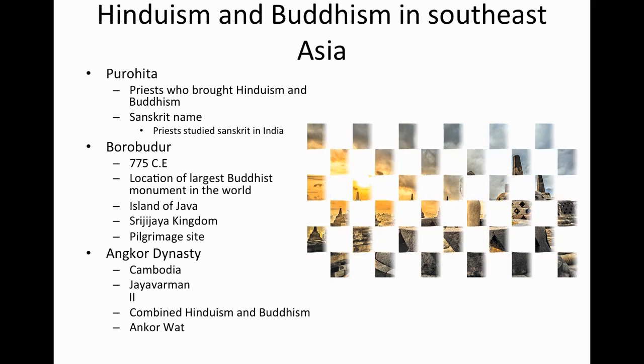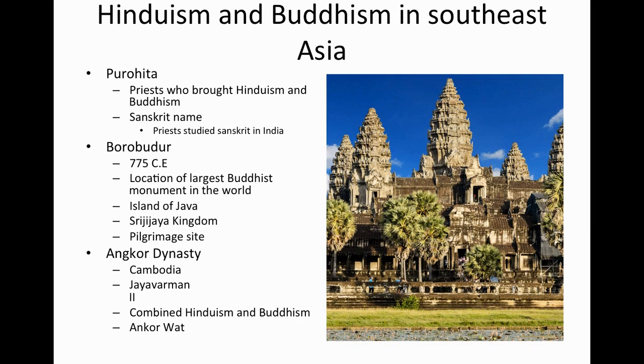Angkor Wat, we mentioned Angkor Thom. Angkor Wat is another religious site in Cambodia. And again, it's a great example of the spread of Hinduism and Buddhism into that region. Angkor Wat, Angkor Thom. Very similar, if you look at the picture, different places, but very similar architecture.